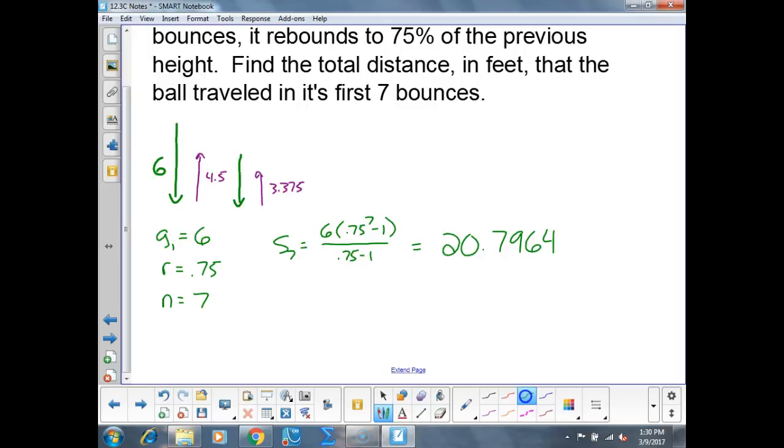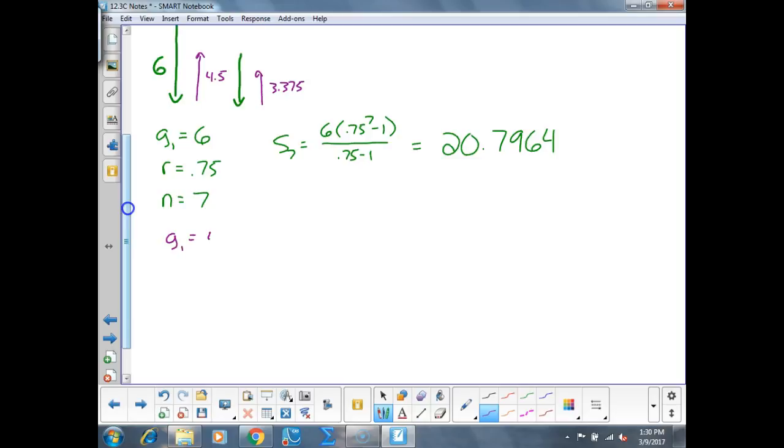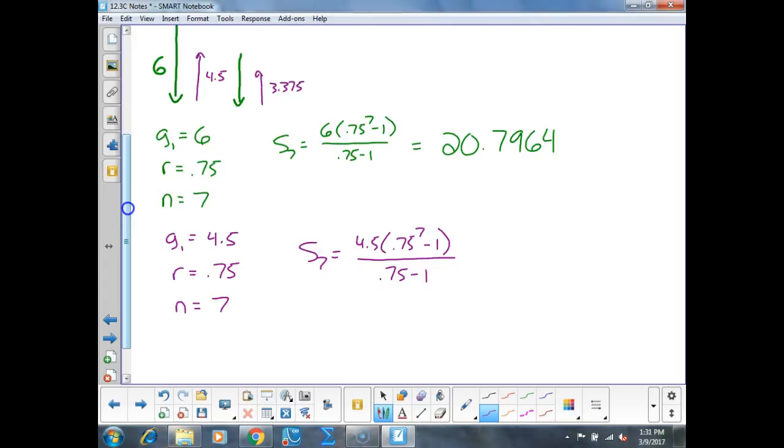The purple one? Yeah. Now with the purple, that one's starting at 4.5. What's my R value? 0.75. What's my N? So that would have a sum of 4.5 times 0.75 to the 7th minus 1, all over 0.75 minus 1, which should be 14.7964, right? Yeah, 15.5973.